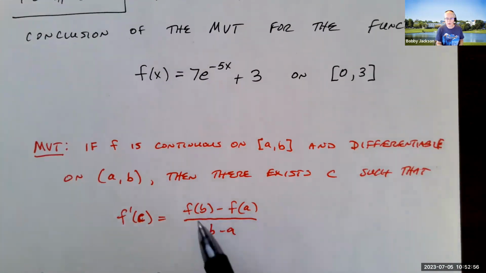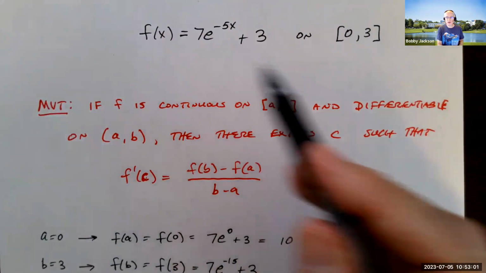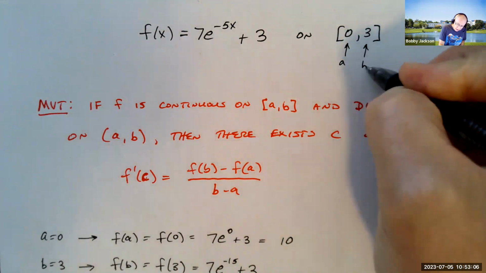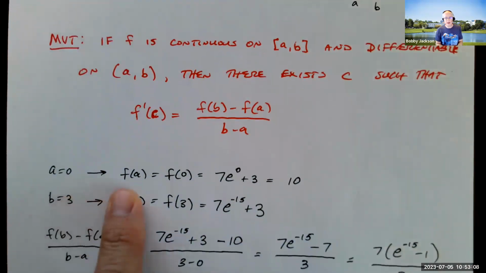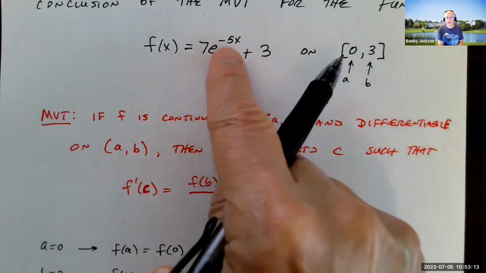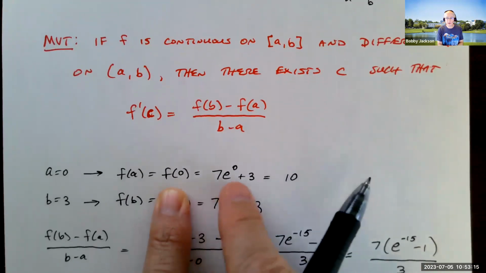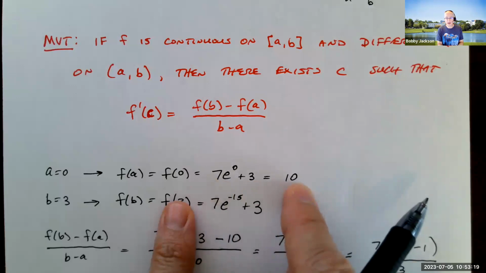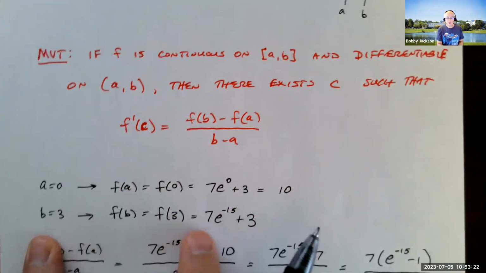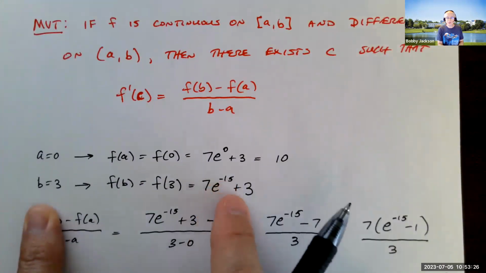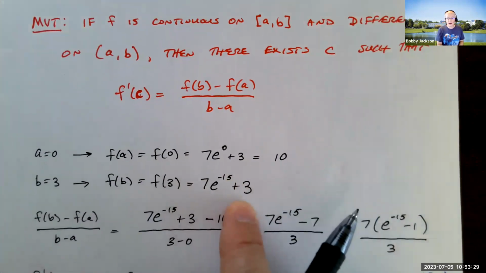Okay, so first, this side is just a computation, right? Where we're using this function, and this is the value of a, and this is the value of b. So f of a would be f of 0. If I plug in 0 into this function for x, I get 7e to the 0, right? Negative 5 times 0 is 0, plus 3. E to the 0 is 1, so this is 7 plus 3, 10. When I plug in 3 into the function, I get 7e to the negative 5 times 3, which is negative 15, plus 3. So can't really simplify that at all.